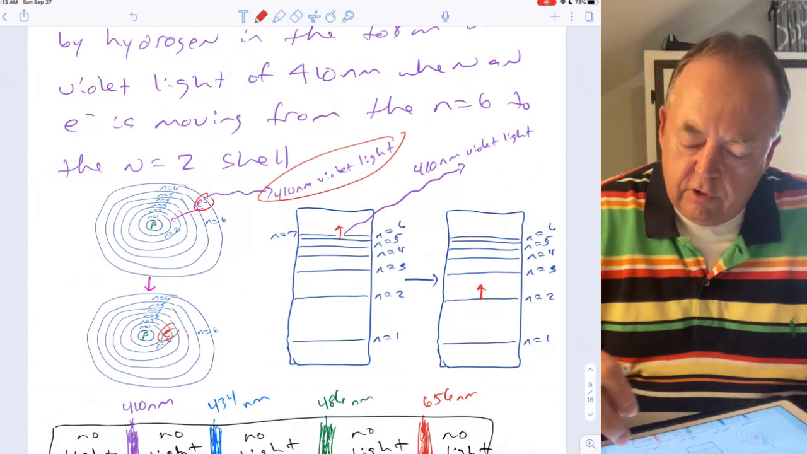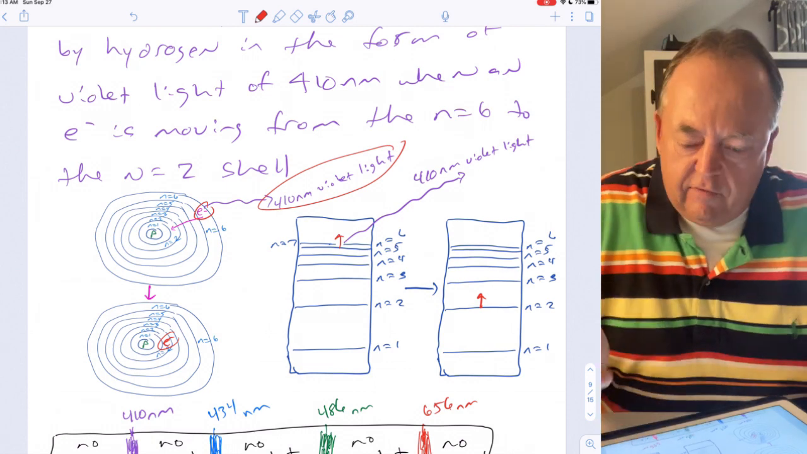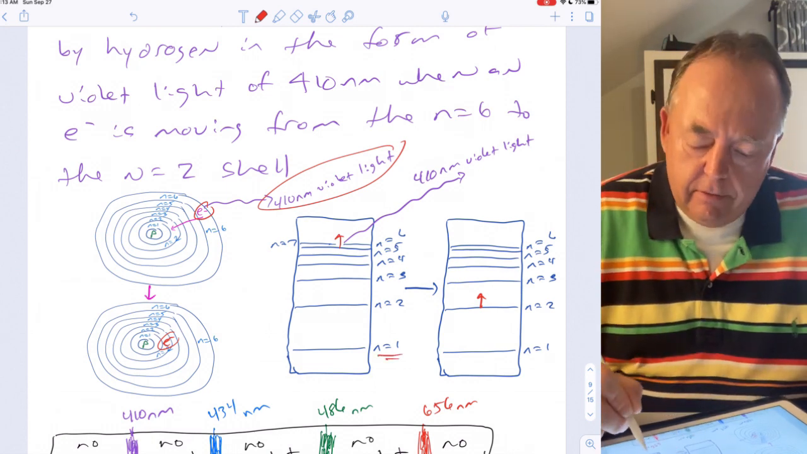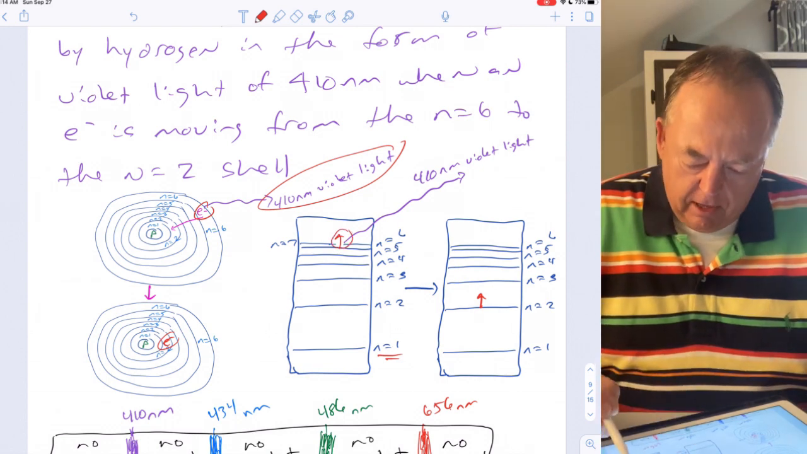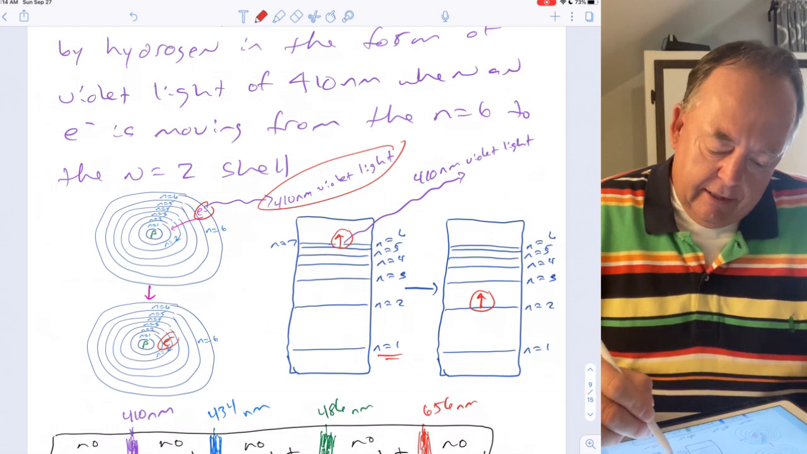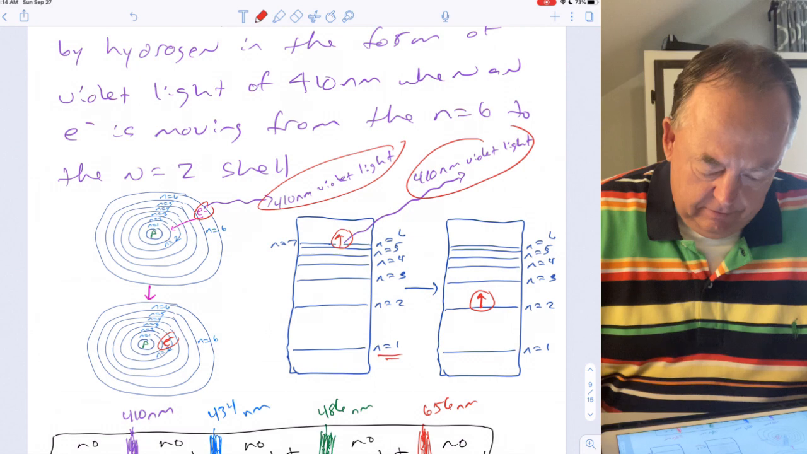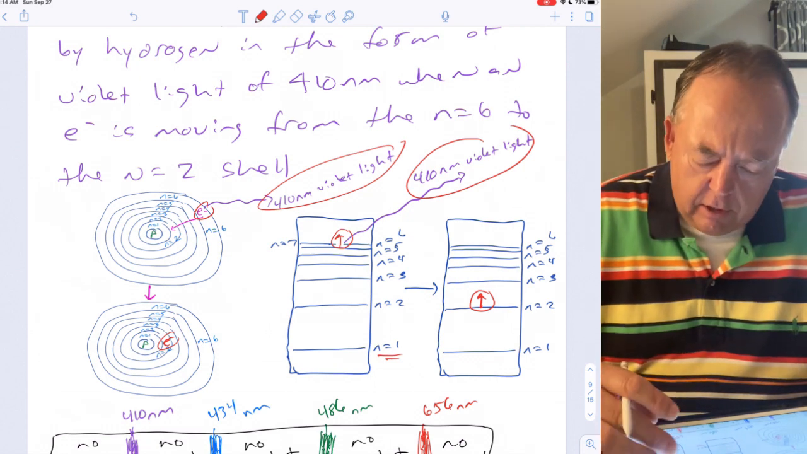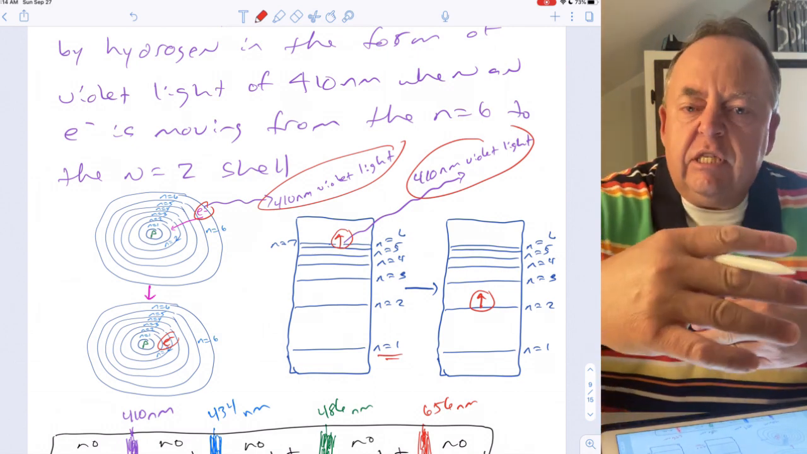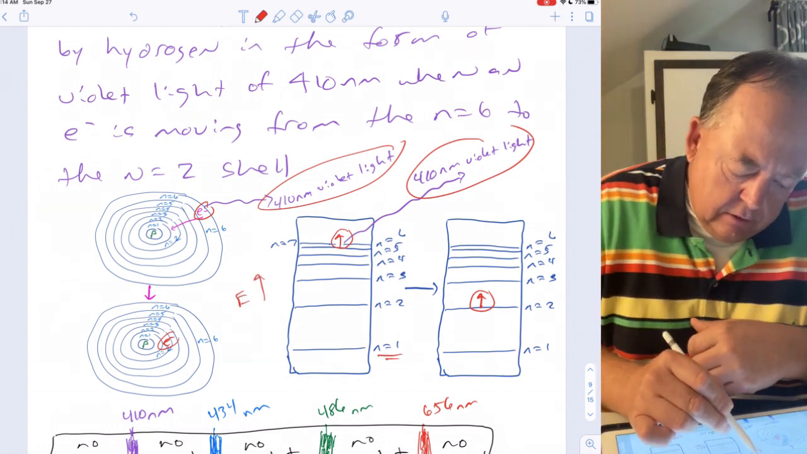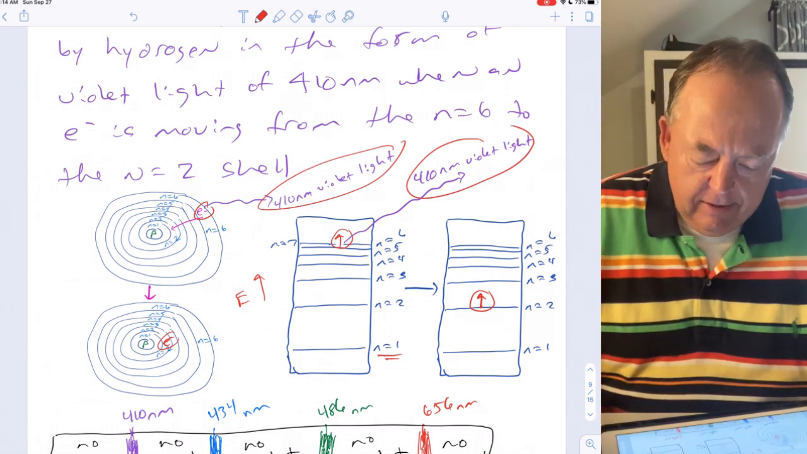Sometimes you see these diagrams on the right used to depict this. We have basically the rungs of a ladder, with the most stable at the bottom, the n equals 1 shell. Here we have the electron starting in the 6th shell, and then it moves to the 2nd shell. When it does that, the electron has to give off energy. It gives off 410 nanometer light. If you notice on these rungs of the ladder, they're not equally spaced. This is energy on this axis. So why are they not equally spaced?